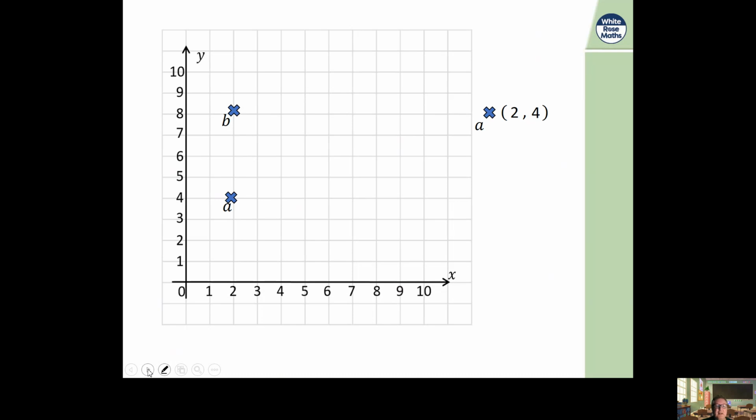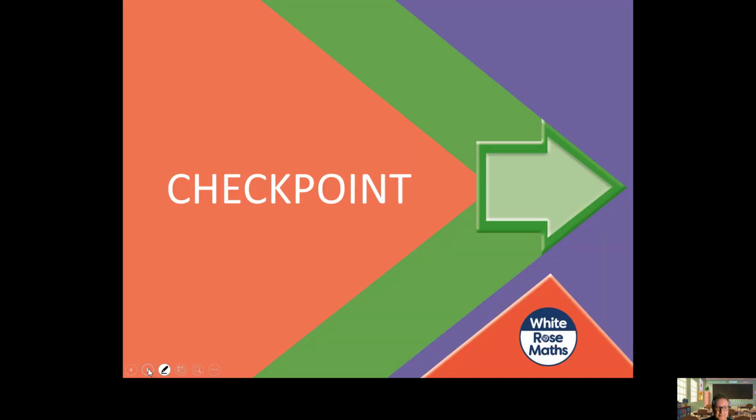So A coordinates 2, 4. B, 2, 8. So this time, what do I have in common? The x-axis is the common. Excellent. So ready for checkpoint.